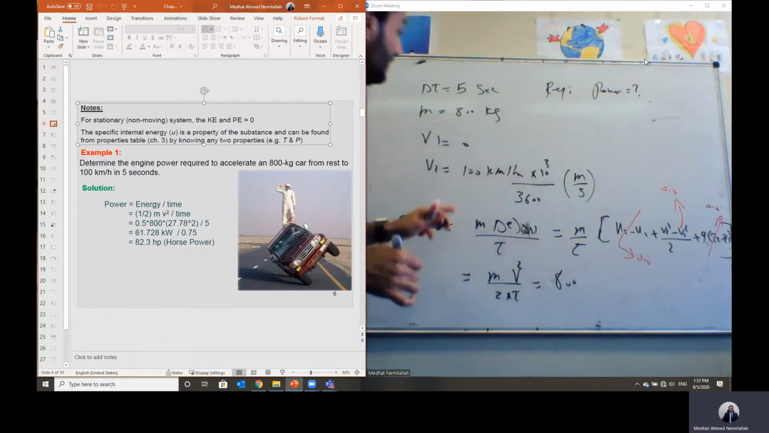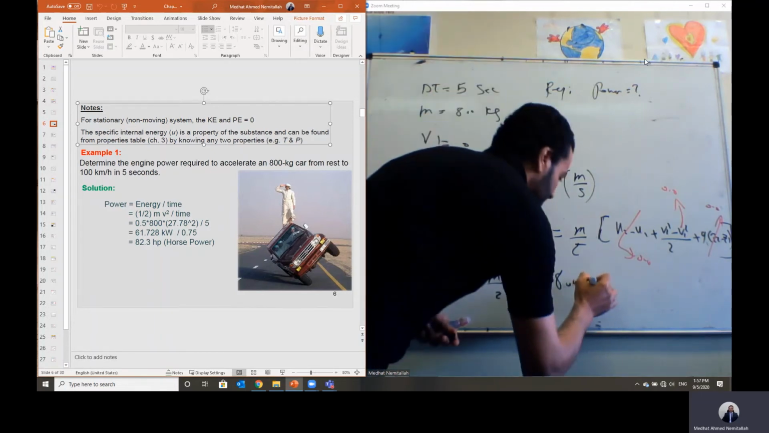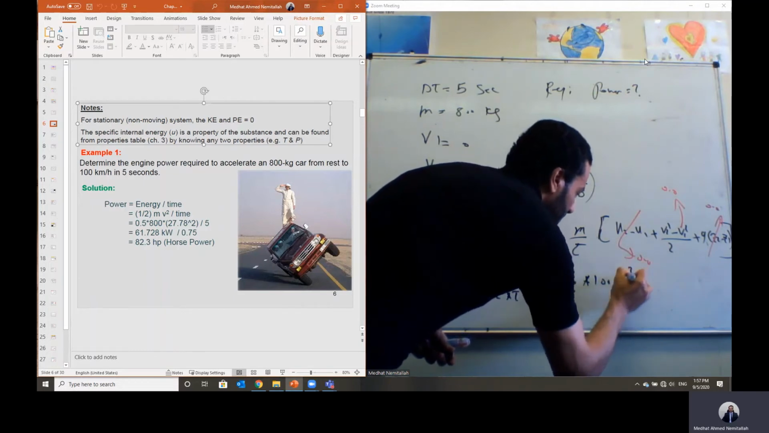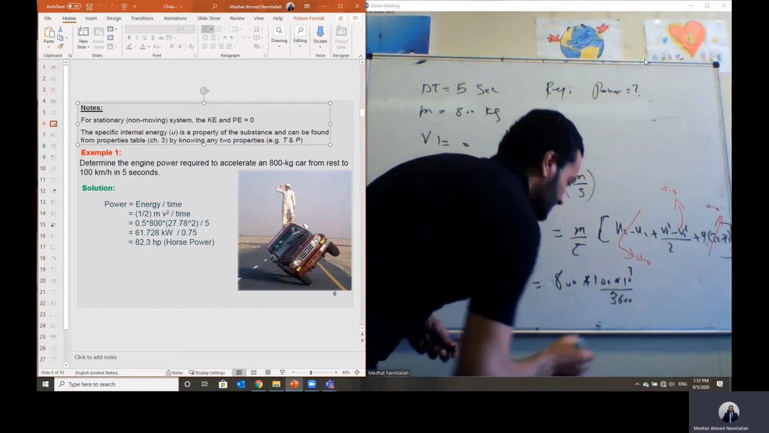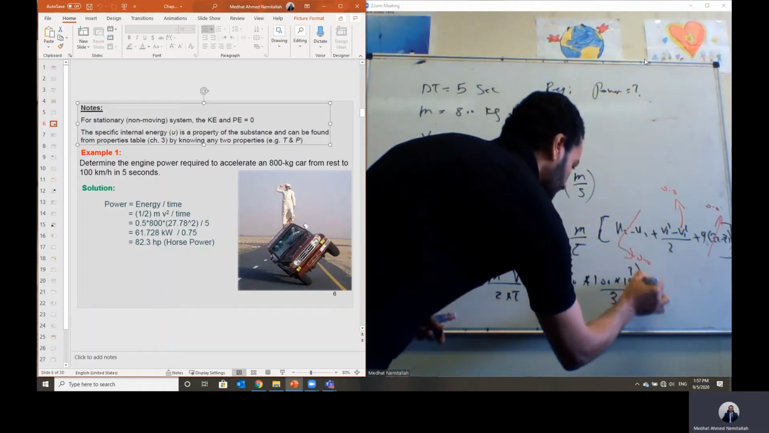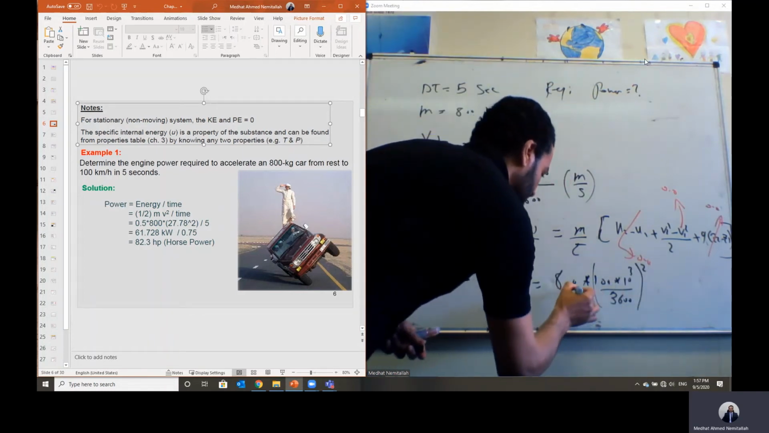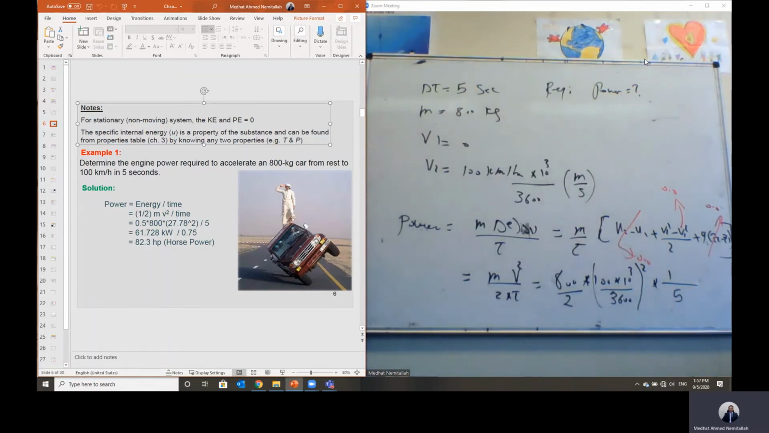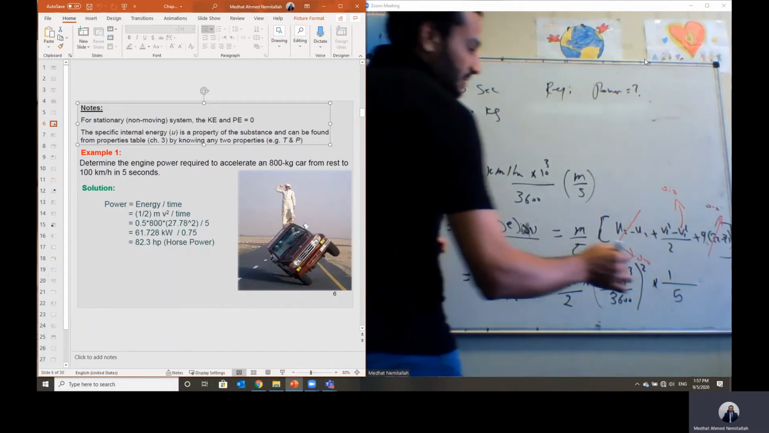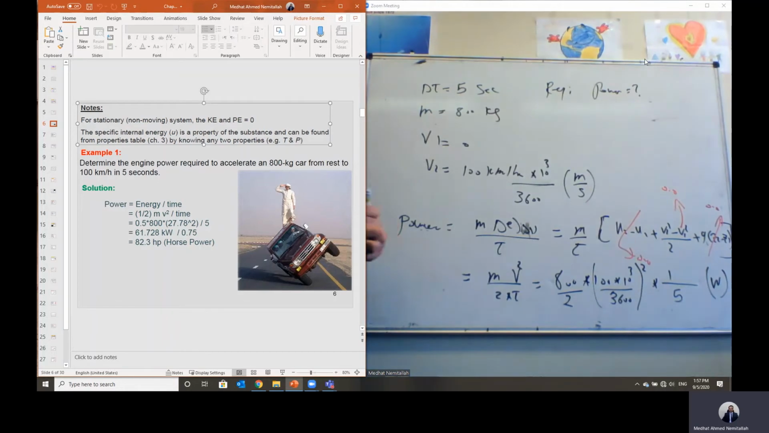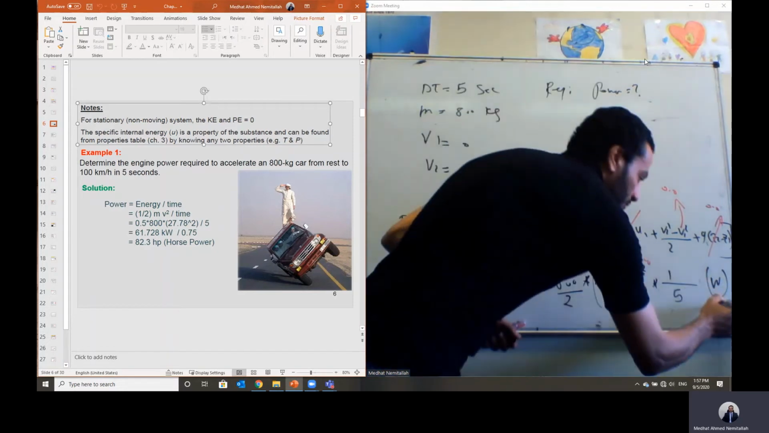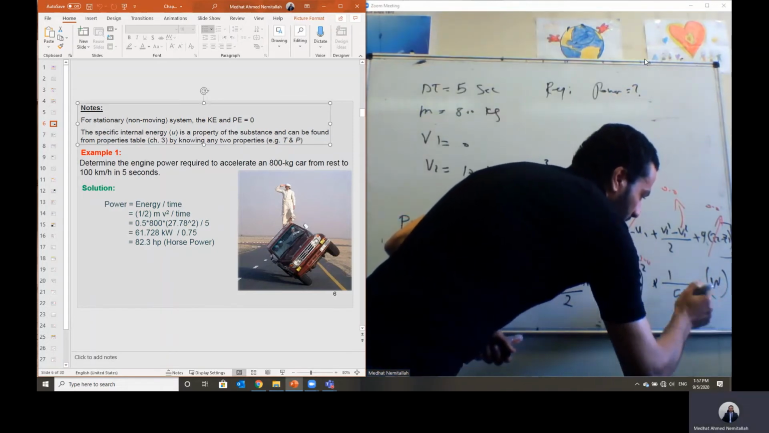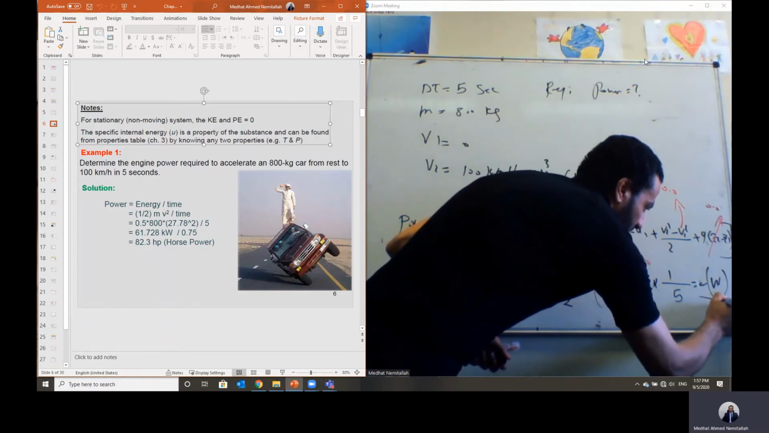Mass is 800 and the velocity is 100. We have to multiply by 10 to the power 3 divided by 3,600. This is the velocity, and this velocity is squared and divided by 2, and we also have to divide by time, which is 5 seconds. Then we can calculate this power. This power in this case is calculated in watts. If we divide this value by 10 to the power 3, then we can get this value in kilowatts.